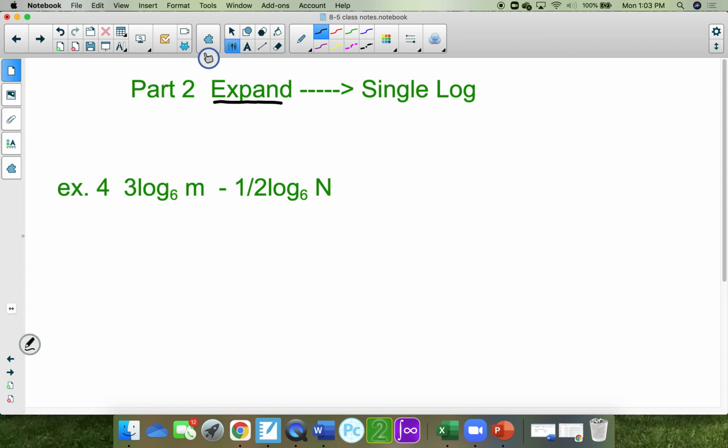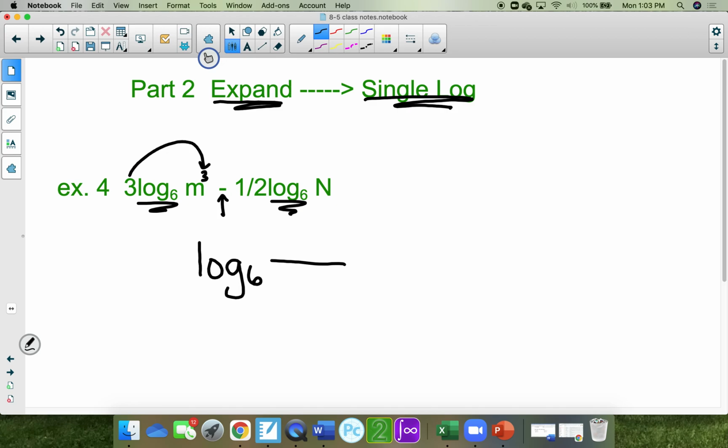Now you're going to go the opposite way. It's in expanded form, and they want you to write it as a single log of base 6. When you see a minus sign, you know there needs to be a division sign in your problem. You can go backwards and put the 3 here, and you can go backwards and put the 1/2 here. So it's m to the 3rd on the top divided by n to the 1/2 on the bottom. Final answer. So this is it in expanded form, putting it back into a single log form.